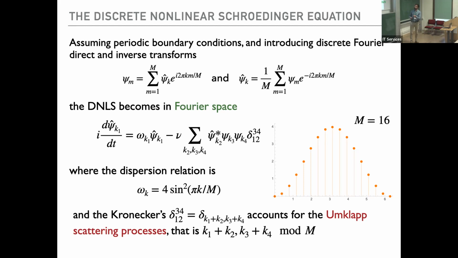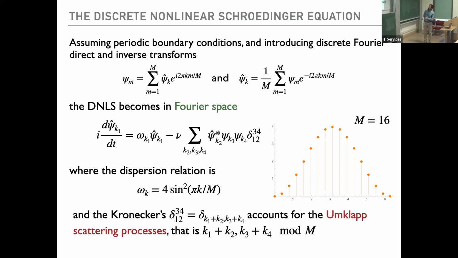And so here we have a Kronecker delta that is defined in this way. So k1 plus k2 must be equal to k3 plus k4 mod m, because we have to take into account the fact that we have a discrete system. And so we have what are called the umklapp scattering processes that are actually physical things happening, for example, in a crystal. Okay. So this is what this modified Kronecker delta takes into account.